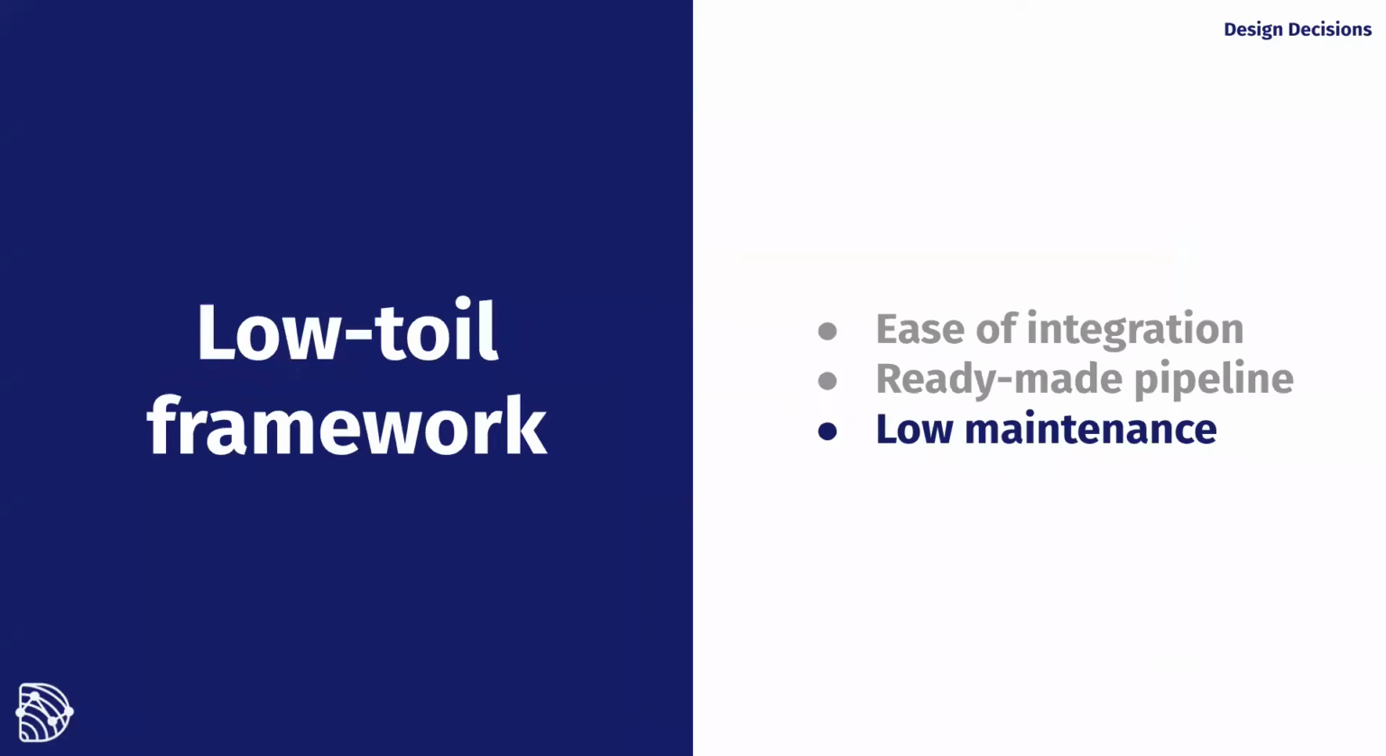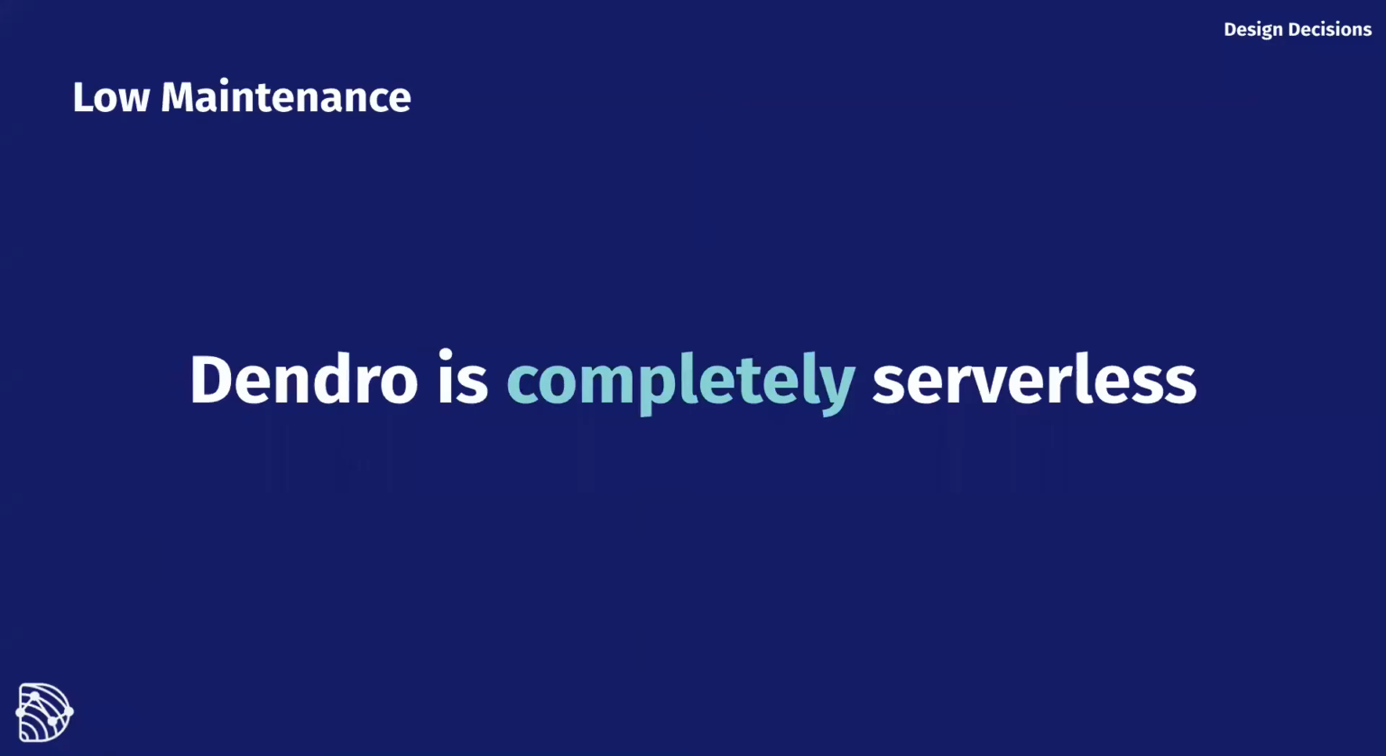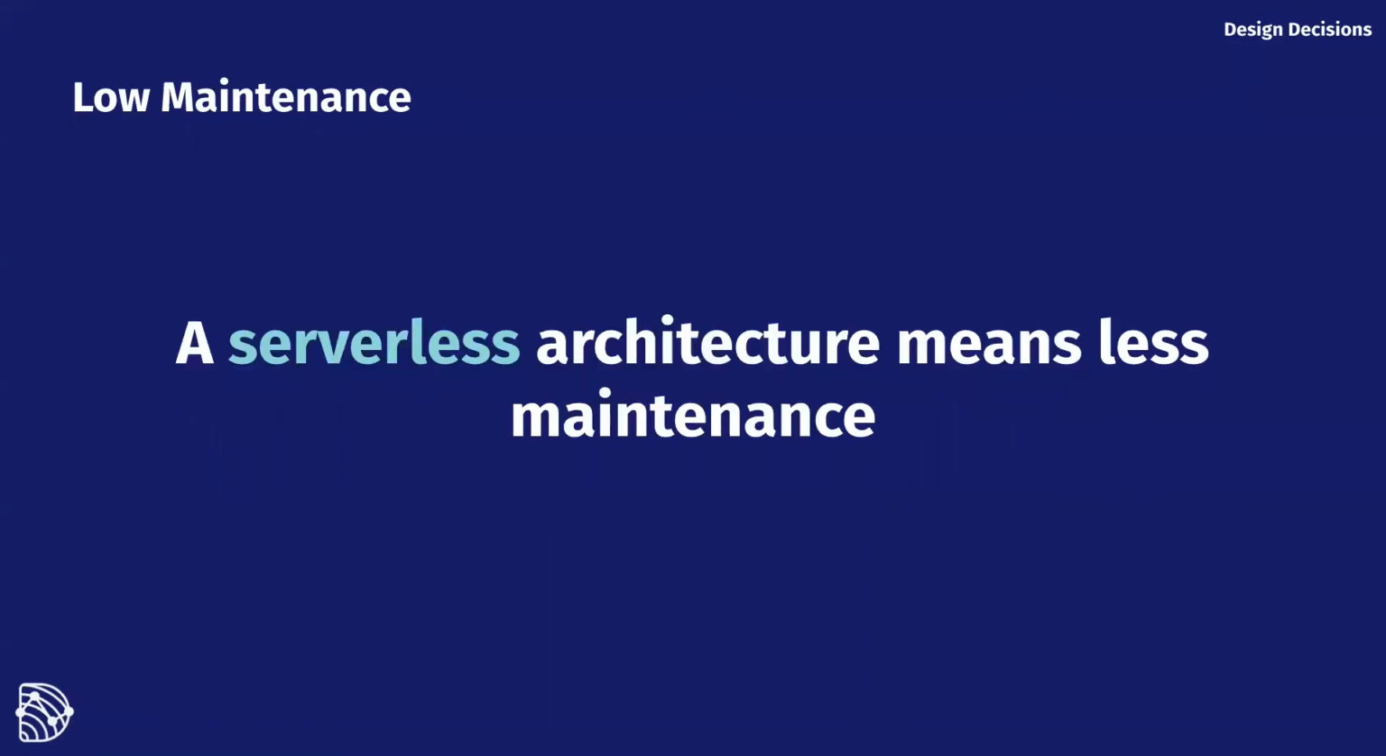And finally, a low-toil framework means a framework that requires little maintenance and is manageable by small teams. NapTime's engineers know all too well provisioning servers is difficult and they can crash at seemingly random times. If Dendro added extra stress and overhead, people would be less likely to use it. We wanted to avoid that at all costs. That's why Dendro is completely serverless. Every service of Dendro's logging pipeline is managed for you by AWS. This means you have less maintenance. NapTime doesn't need to worry about Dendro crashing or becoming bogged down when their peak hours occur.